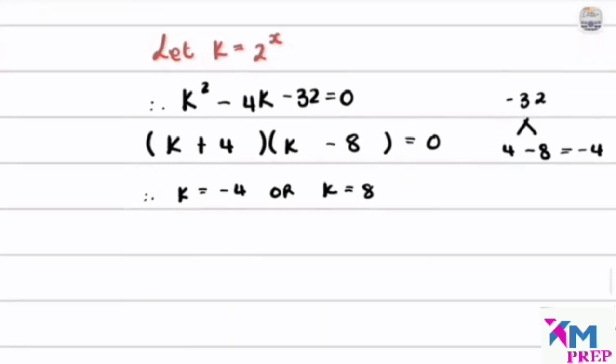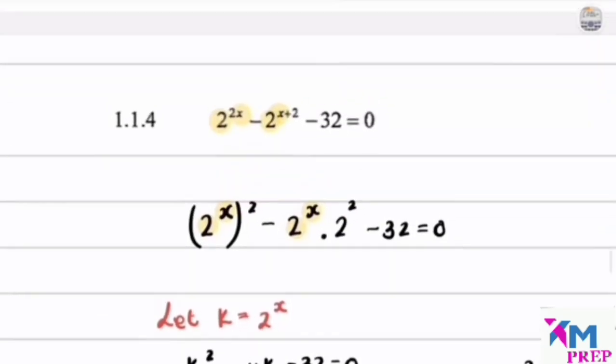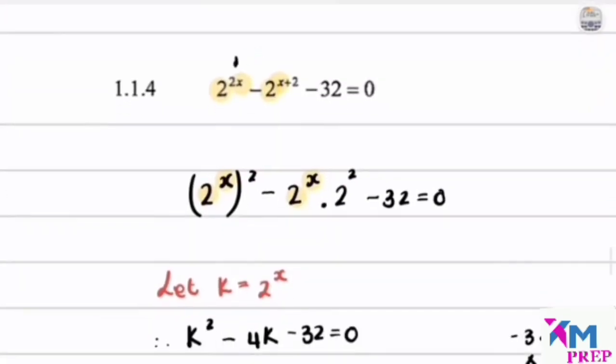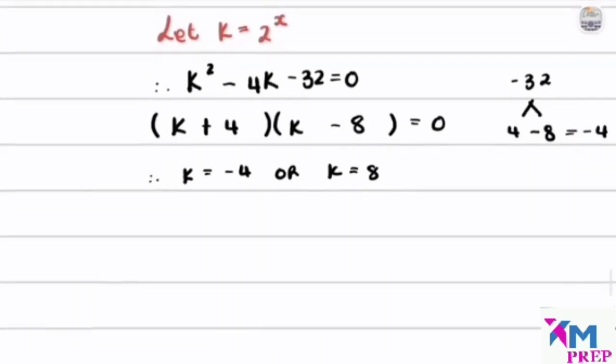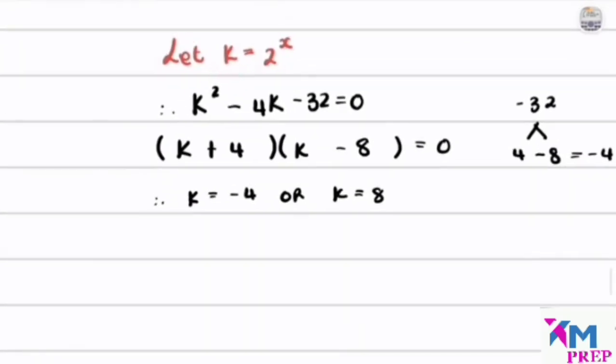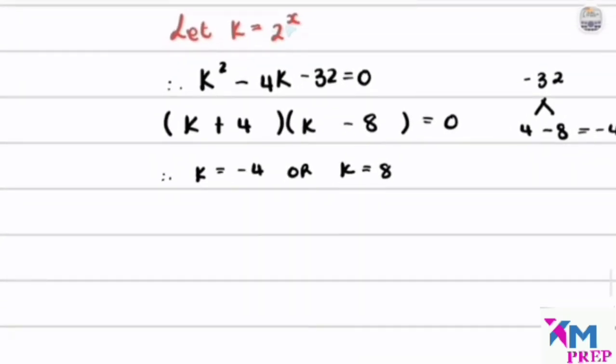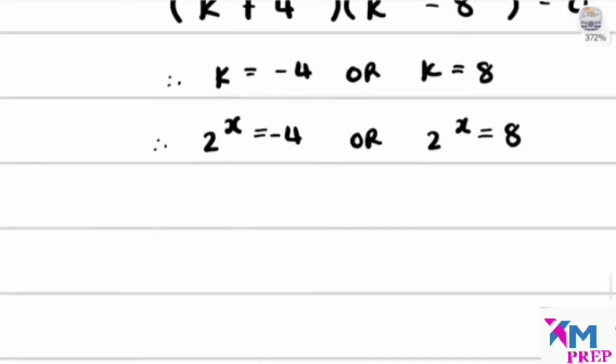But remember, the question is to solve for x, not k, so we're not done. We need to solve for x, meaning we can go back to what k was, what we replaced with k, and that was 2 to the power of x. K was 2 to the power of x. So this means that 2 to the power of x is equal to negative 4, or 2 to the power of x is equal to 8. Okay, let's talk about the first one.